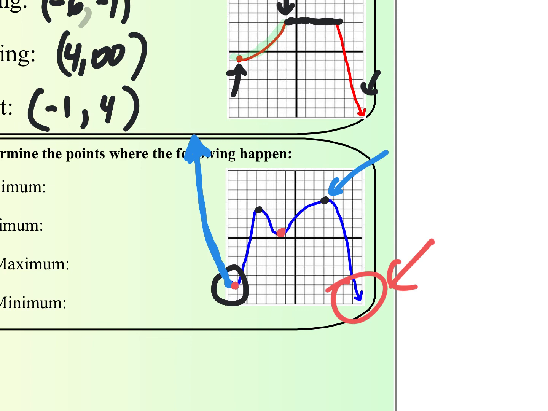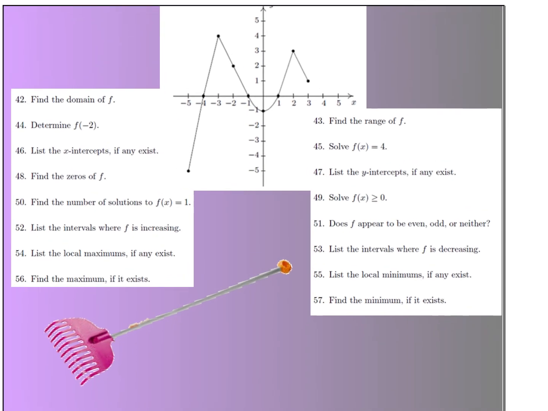Minimums and maximums are a place. And negative infinity is a concept. It's not a place. All right. Moving on. Your quiz that you have tomorrow has some of these on it.